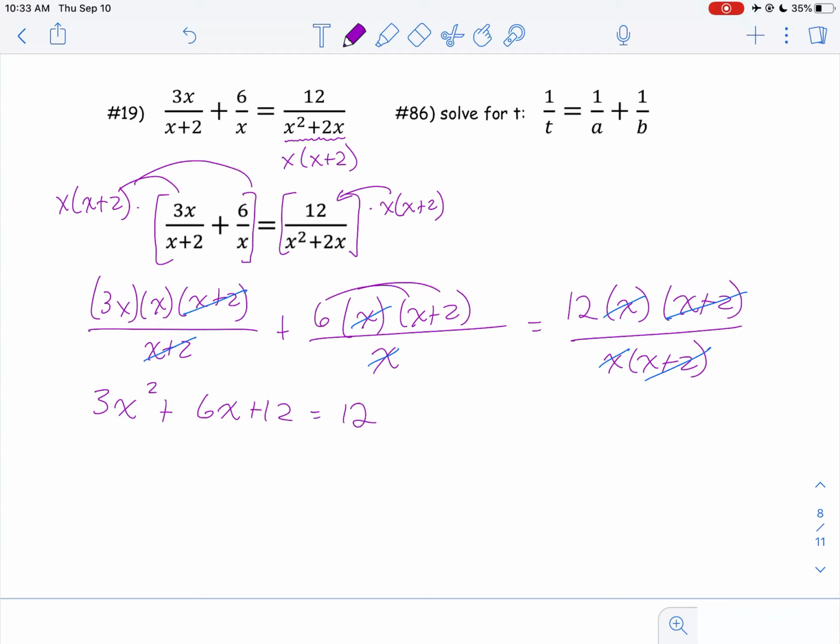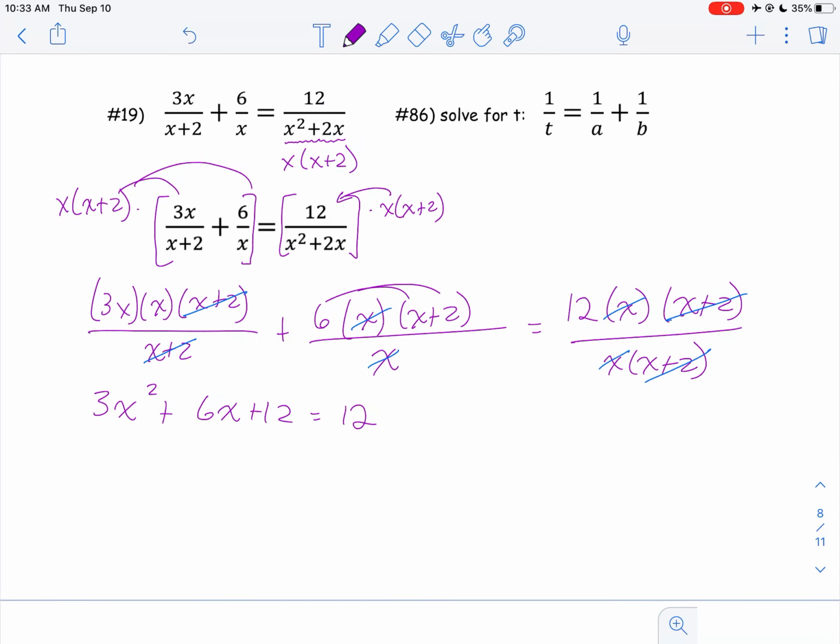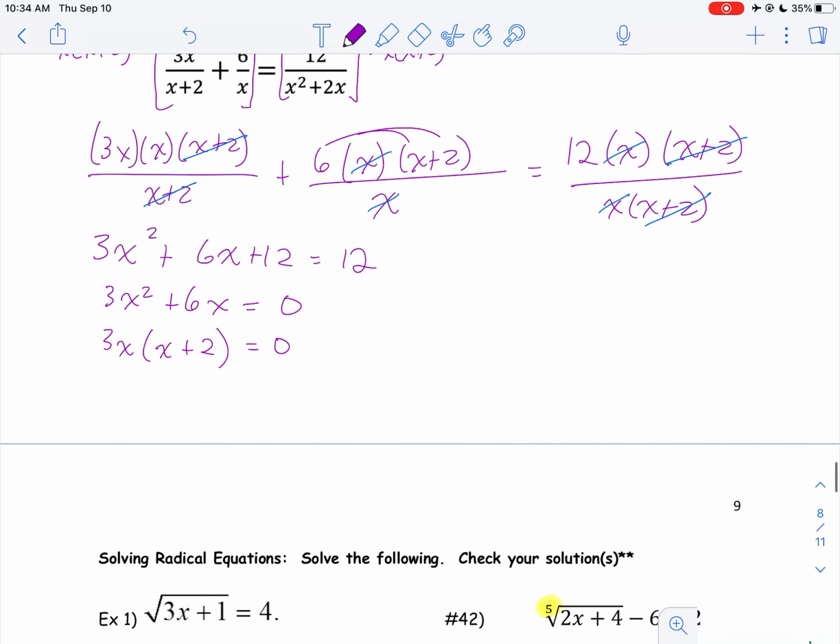From here we can solve using the methods we learned in the previous section. Here I'm going to subtract 12 from both sides. That gives me 3x squared plus 6x equals 0. I can now factor a common factor out of this. I get 3x times x plus 2 equals 0. And now I can solve. I know that x can be 0 or x plus 2 can be 0 to give me a solution. That means that x equals 0 or negative 2.